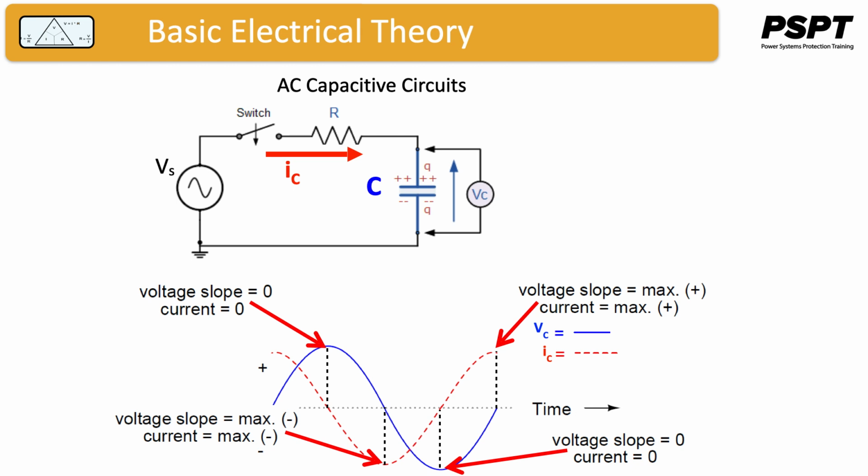Looking at the graph, the current wave seems to have a head start on the voltage wave. The current leads the voltage, or the voltage lags behind the current. If we draw the phasors for this voltage and current, it will look like this.